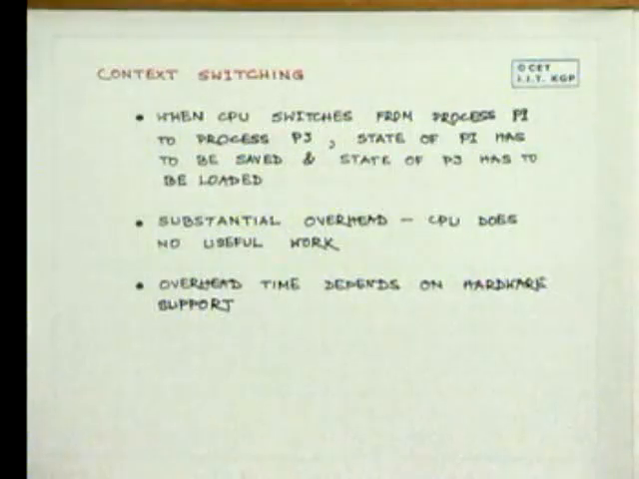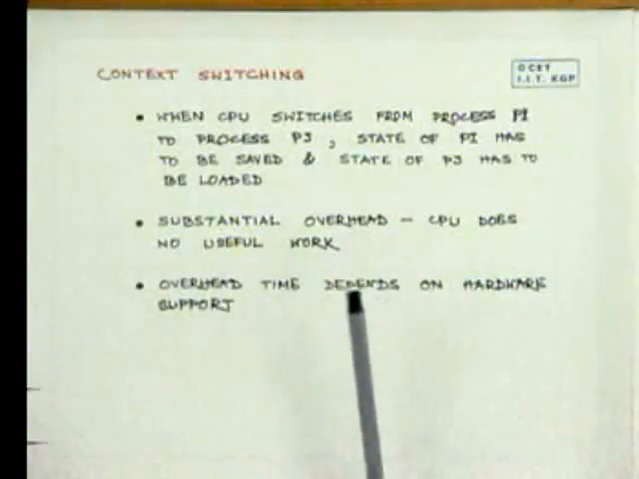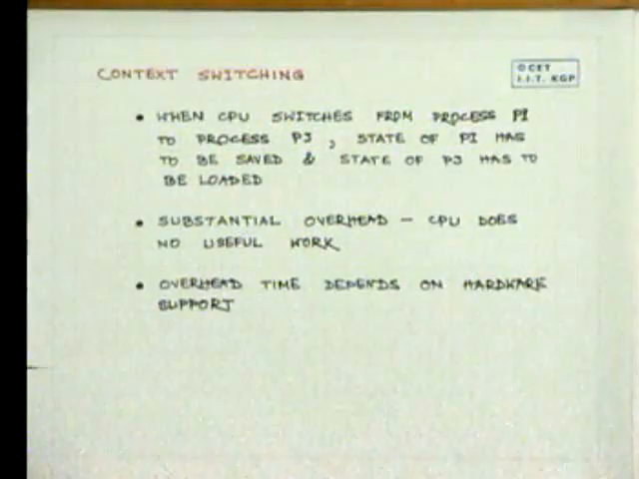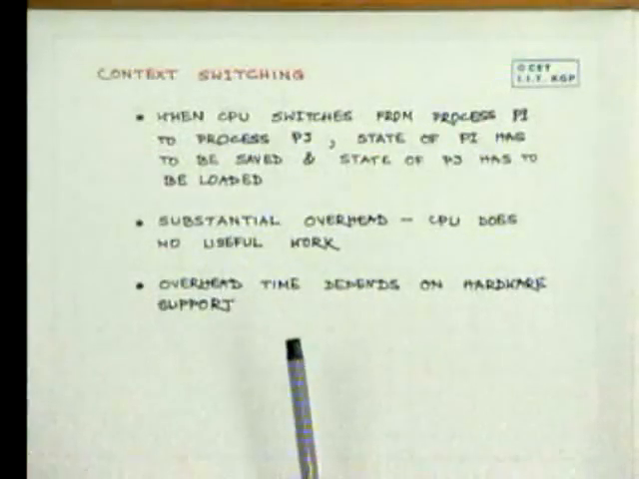All these registers have to be saved, the program counter has to be saved, the PSW has to be saved, and memory management information has to be saved. Now, how much overhead? It is an overhead in the sense that the CPU does no useful work during this time. That means no user process is executing, and the CPU is doing work which adds to the overhead only. This overhead time depends upon the hardware support.